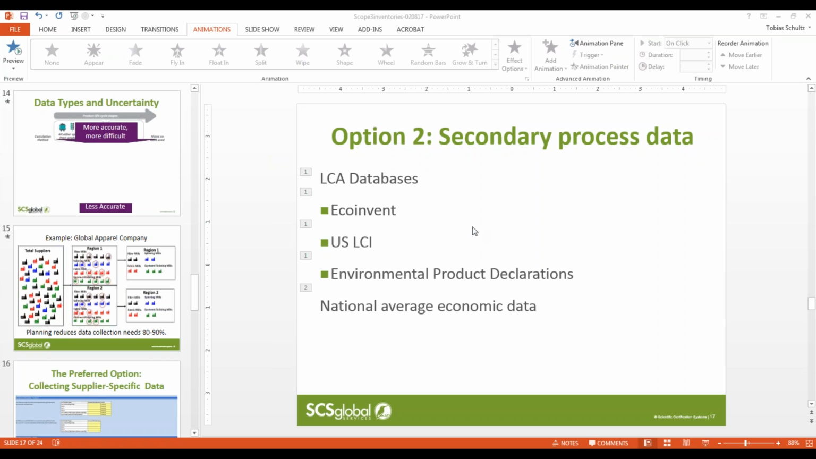US LCI is a freely available one. It has a lot of data specific to the United States. However, it's much less comprehensive, and I'd also say much less transparent in its documentation. EcoInvent has a tremendous amount of documentation on data quality, which is another reason that it's very useful.